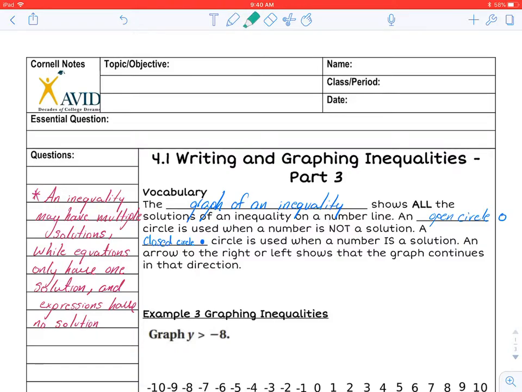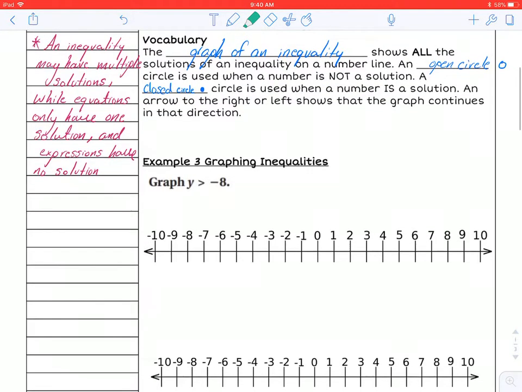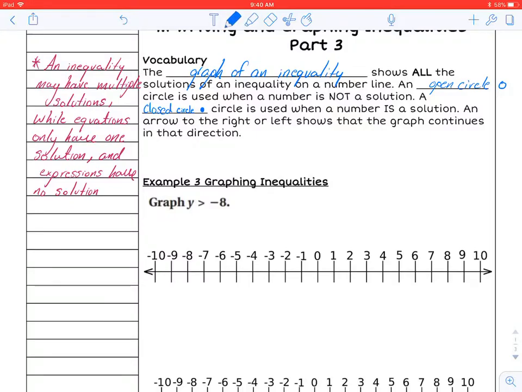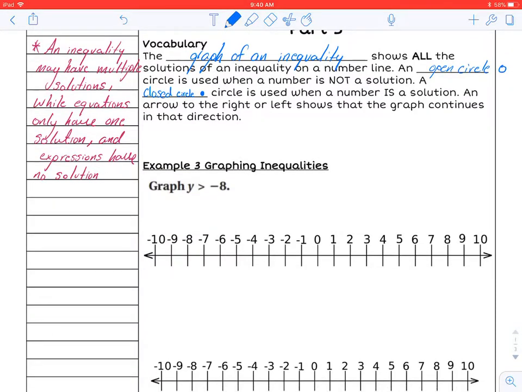So we've got two different kinds of circles we're going to be using for this. We've got open circles. As you can see, this circle is not filled in. And then we have closed circles, and that circle is filled in. And so I've got an example here where I'm going to show you just what this means. We've already talked about it a little bit, but I'm going to show you exactly what this means.